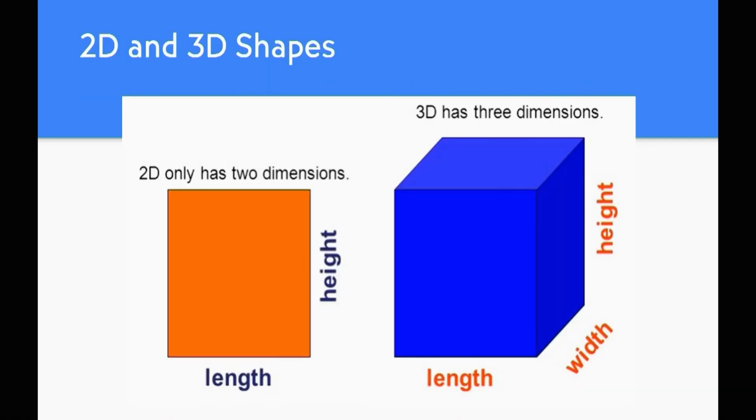The blue cube on the right is a three-dimensional shape. It has length, width, and height. The orange square on the left is a two-dimensional shape. It only has a length and height.